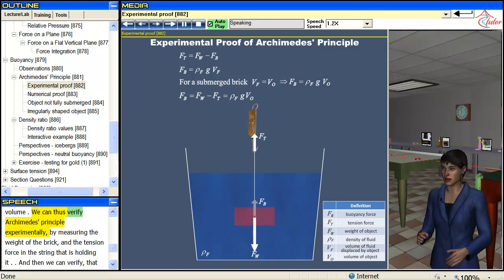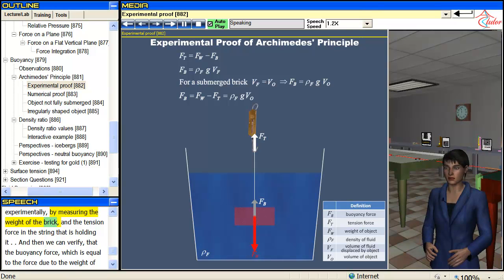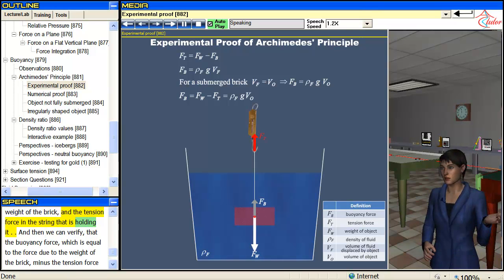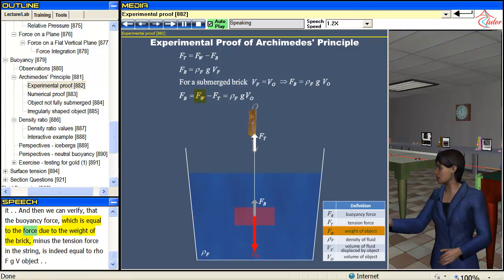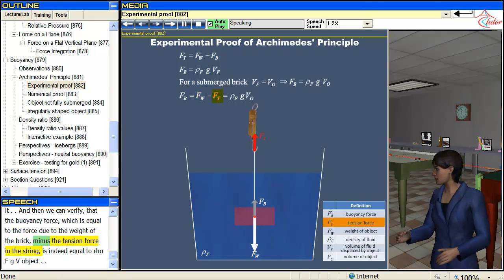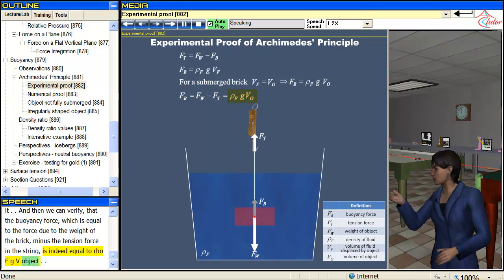We can thus verify Archimedes' principle experimentally, by measuring the weight of the brick, and the tension force in the string that is holding it. And then we can verify that the buoyancy force, which is equal to the force due to the weight of the brick, minus the tension force in the string, is indeed equal to rho g times the object's volume.